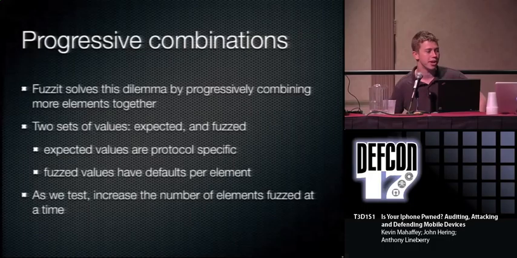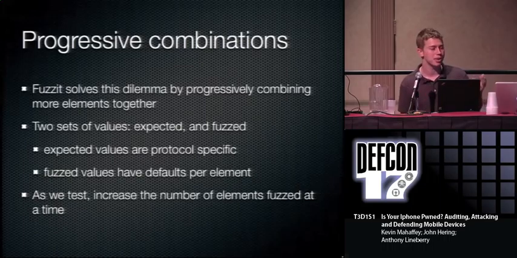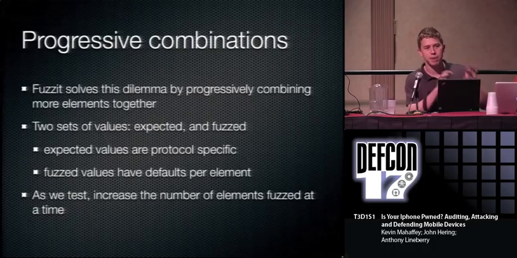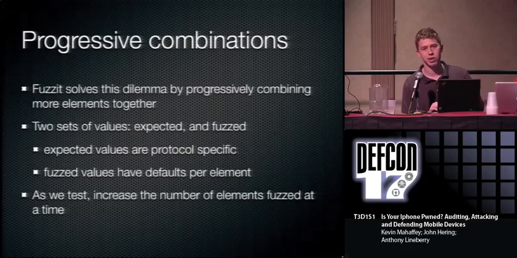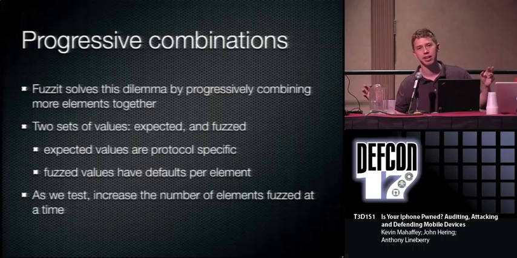So the technique we're introducing here is progressively incrementing the amount of combination we're doing. Basically, we have two sets of values for any given element. There's an expected value, for example with HTTP, that would be put, get, delete, etc., and a set of fuzzed values, which would be all of the crazy, wonderful strings that you're trying to use to elicit failure in what you're testing.